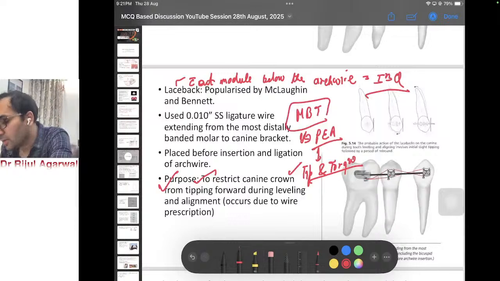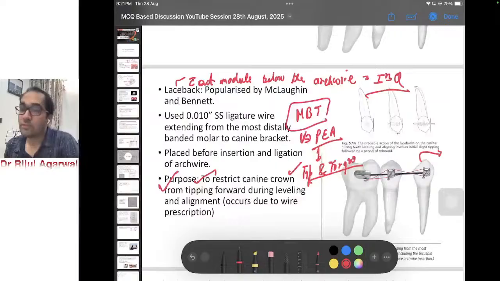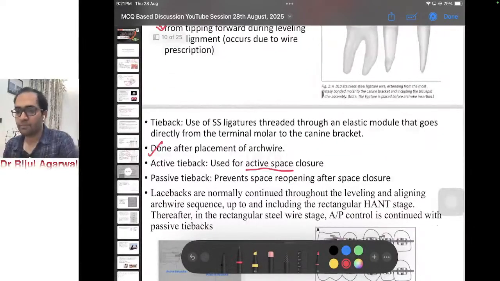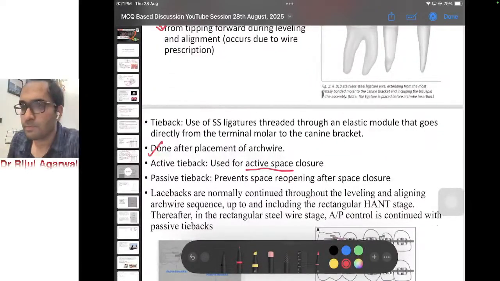So what will happen? The canine crown will tip forward, which we do not find in extraction cases. So we place this lace back so as to prevent this canine from tipping forward. So this is the purpose of lace back. Now clear? Clear with the purpose of lace back and how to identify it?